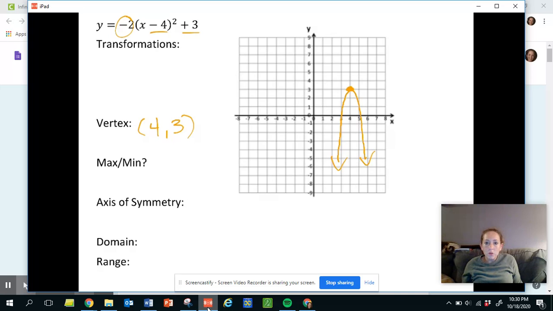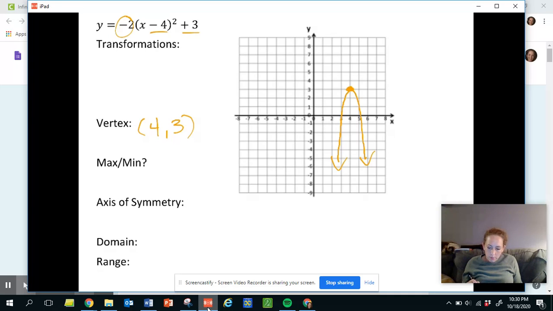If you want to use GeoGebra or a graphing calculator to graph these, totally feel free while you're getting used to this stuff. But you should know from looking at the equation that the graph will be going down. So now that we have a graph, let's go ahead and name the transformations.